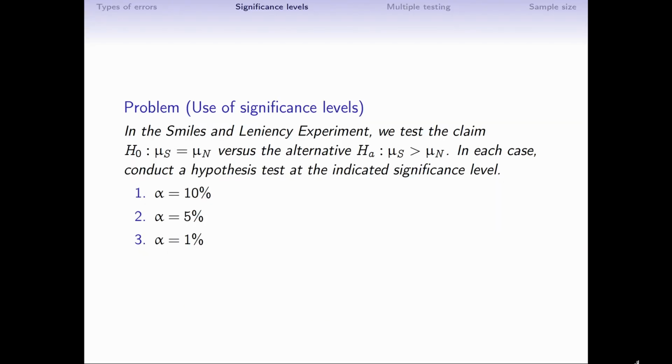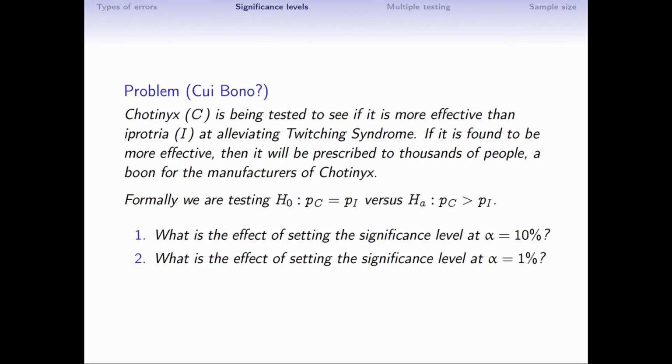Now, what this example shows us is that as we lower the significance level from, say, 10% to 5% to 1%, it is becoming more difficult to reject the null hypothesis and to find support in the evidence for the alternative hypothesis. And so this raises the question, is it better to work at a 10% significance level, a 5% significance level, or a 1% significance level? And that's a question that is, in some sense, outside of statistics. So who benefits from a 10% significance level or a 1% significance level?